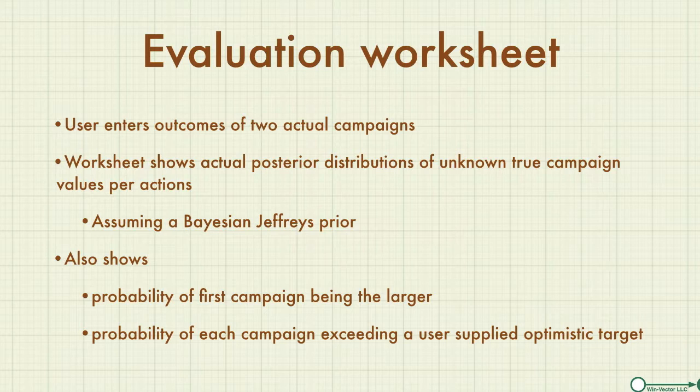In the evaluation worksheet, the user enters the complete outcomes of two actual campaigns. That is, the number of actions sent to each campaign, the number of successes in each campaign, and the valuation of success in each campaign. The worksheet shows the actual posterior distribution of the unknown true values of the campaign populations, assuming a Bayesian Jeffreys prior. It also shows the probability of the first campaign being the larger and the probability of each campaign exceeding a user-supplied optimistic target.